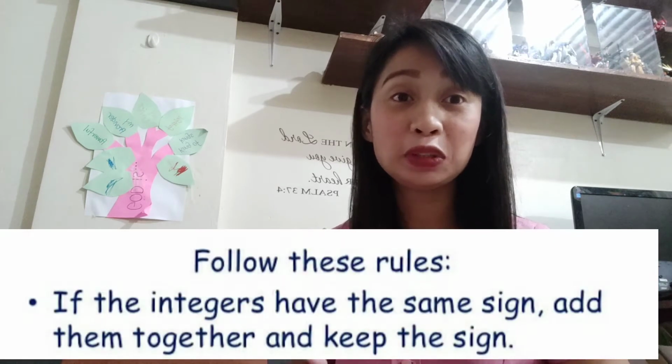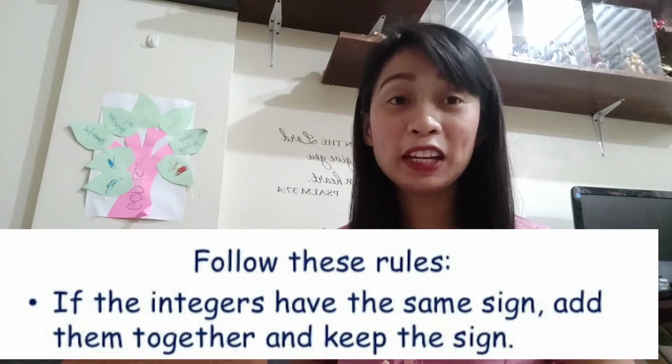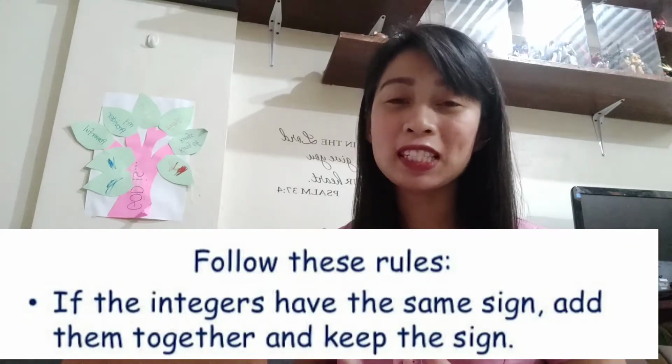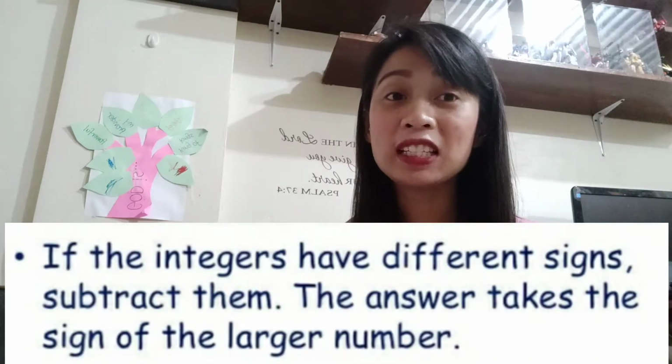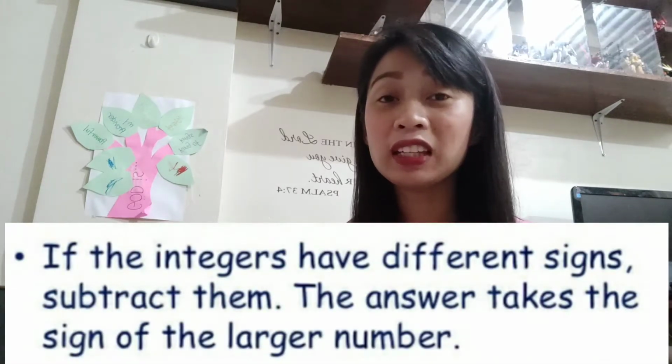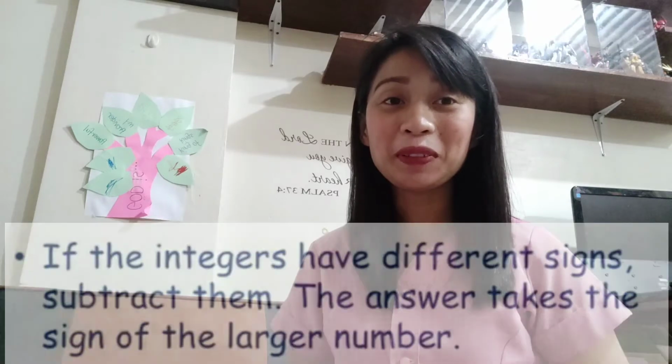And going back to the rule, it says that in adding integers, if you have the same sign for both integers, simply add the numbers and copy the common sign. While if your integers have different signs, meaning one is positive and one is negative or vice versa, simply subtract the numbers and copy the sign of the greater number. Don't forget that because we will be using the same rule later as we discuss how to subtract integers.